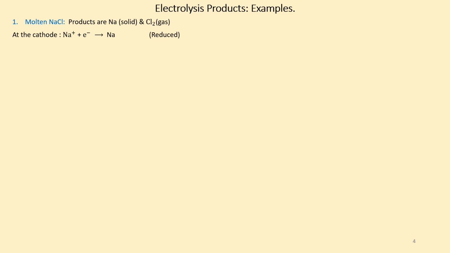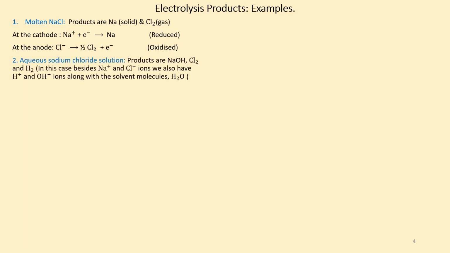And one anion, that is Cl-, which is oxidized at the anode to form Cl2, and one electron is liberated. This is a very simple reaction. Whereas in the case of electrolysis of aqueous sodium chloride solution, the products are NaOH, Cl2, H2.